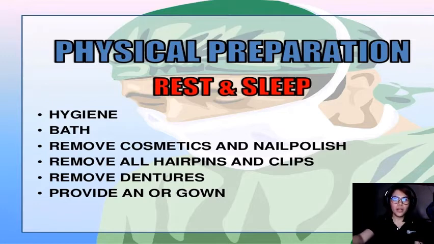And then remove all hairpins and clips. Okay, so they will not get in the way of the surgical site and also to minimize the risk of infection. Remove dentures. So the patient should have no false teeth. Okay? This is because the anesthesiologist will open the patient's mouth, so they can intubate directly if ever. Okay? Then, also so the dentures will not break. Then, provide an OR gown. So, before the patient is brought to the OR, they should already be wearing an OR gown.